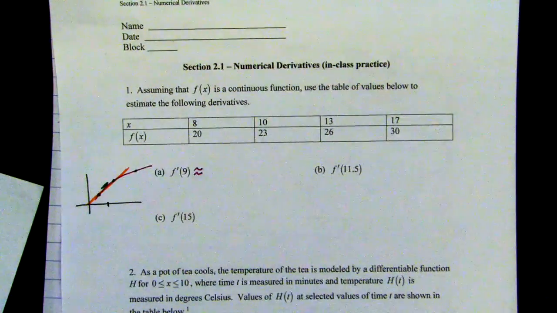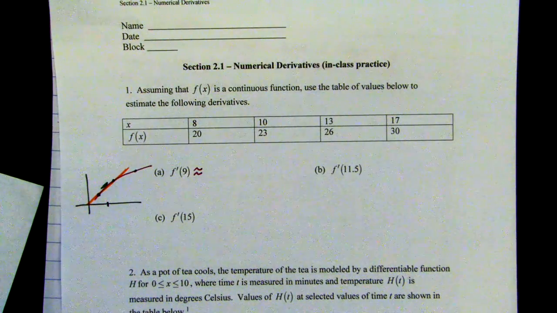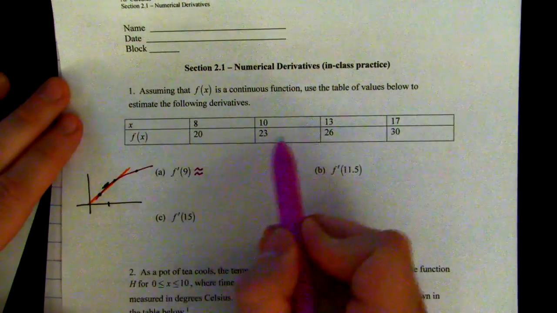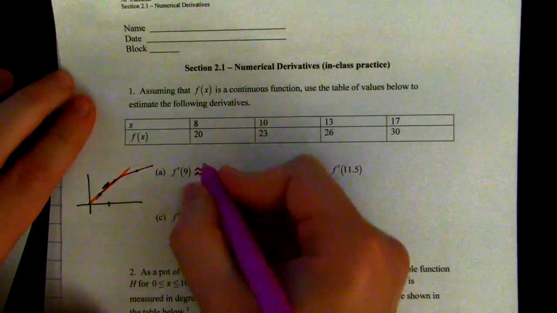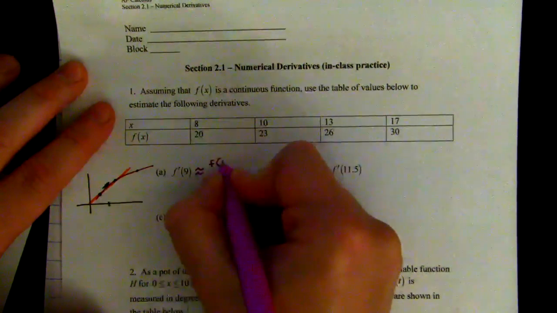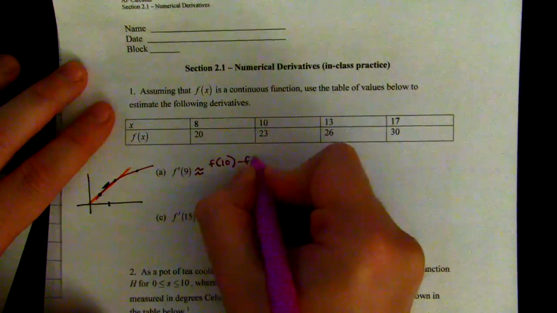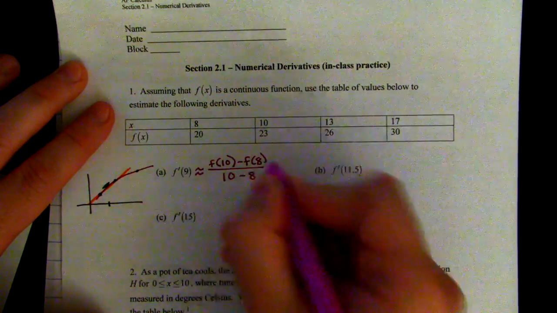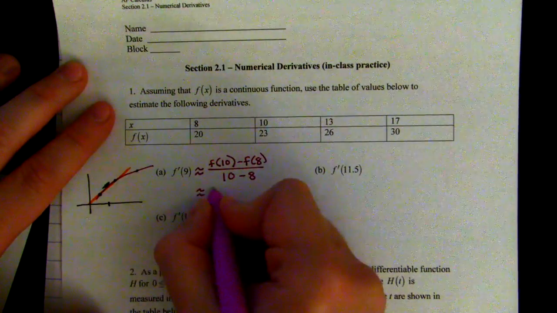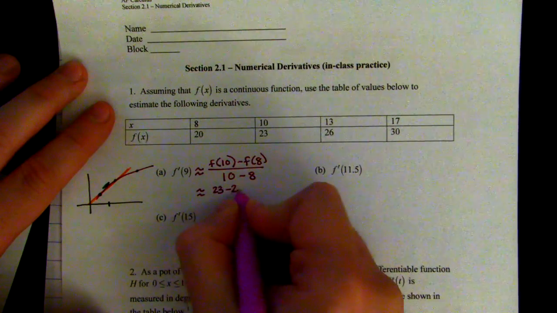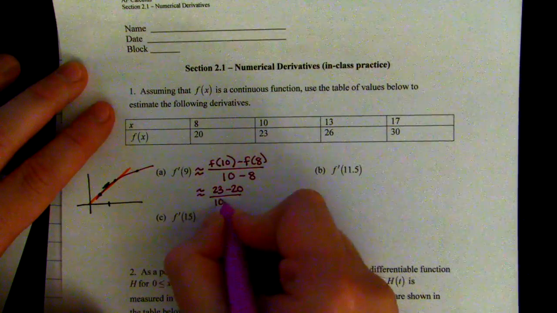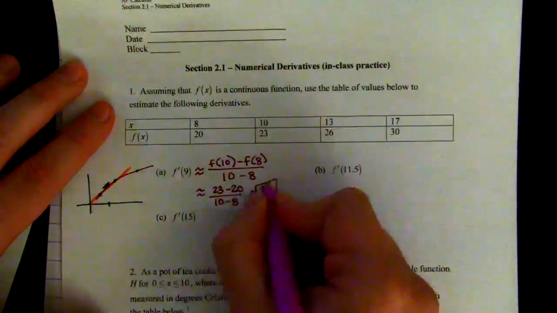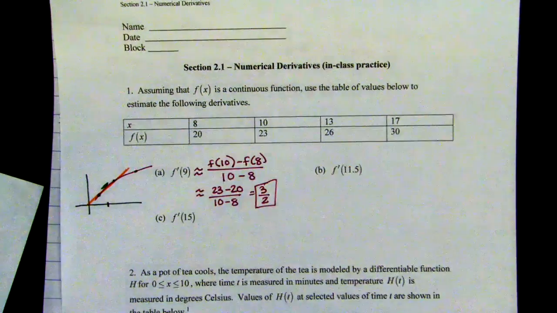This is completely an approximation. I could be wildly off, but this is the best I can do from the very little information I'm given in that table. I'm going to say f of 10 minus f of 8 over 10 minus 8. So my approximation is 23 minus 20 over 10 minus 8. That's 3 over 2. That's all we're doing. You go try letter B.